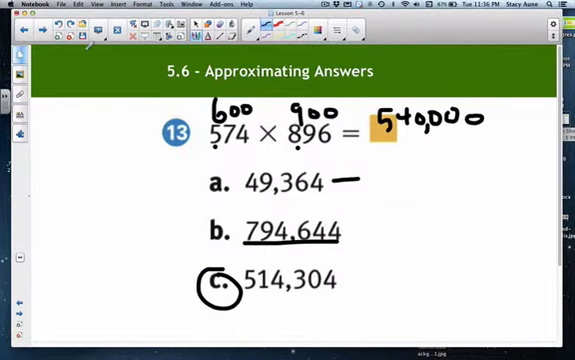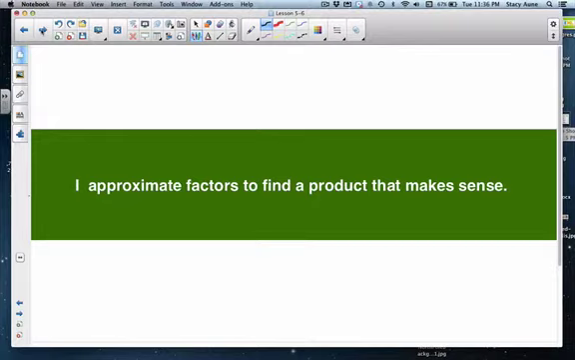What makes sense? All right, so if you think that you can approximate factors to find a product that makes sense, then you're welcome to go off and do the assignment. If you're confused, you can either watch the video again or you can come and see me for help. All right, let's go ahead and get to work.